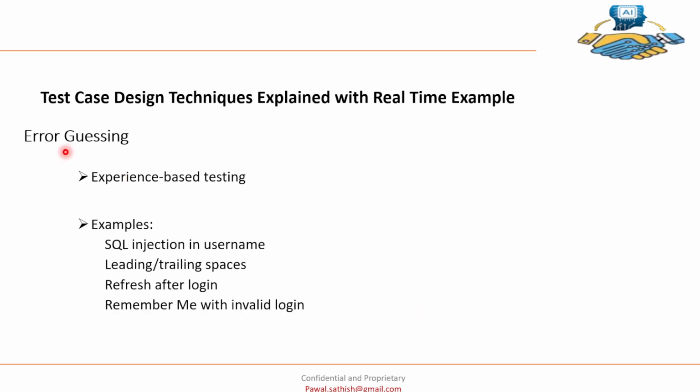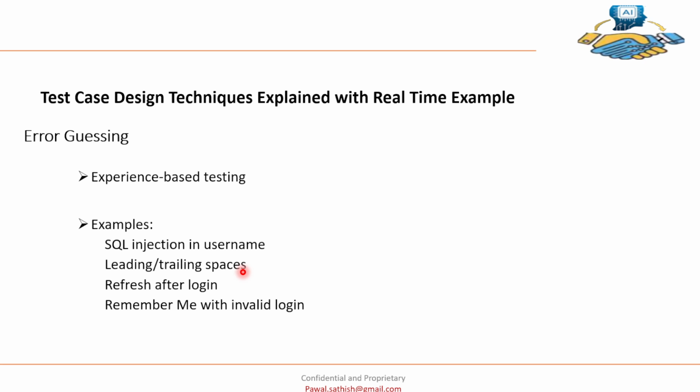Then next, error guessing. This is also one of the types of black box testing. Basically, error guessing is experience based testing. We'll guess and find out the issues. For example, SQL injection in username. We'll also give leading and trailing spaces when entering the username.